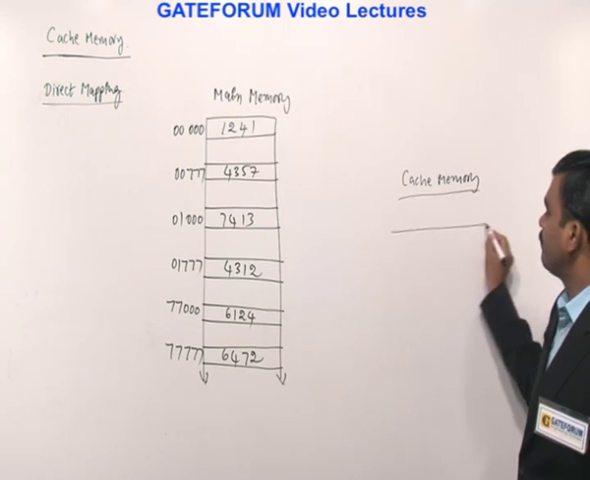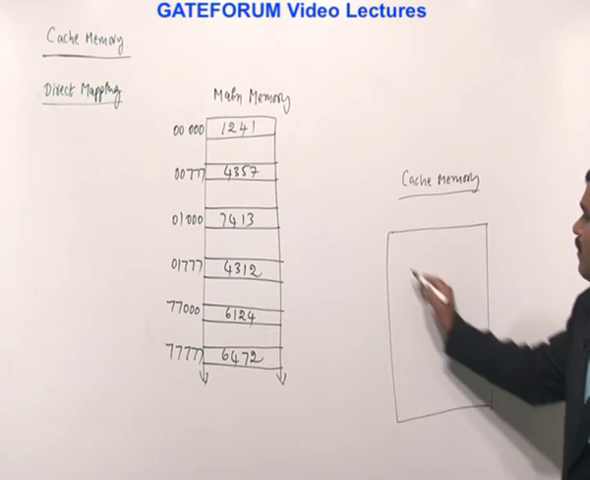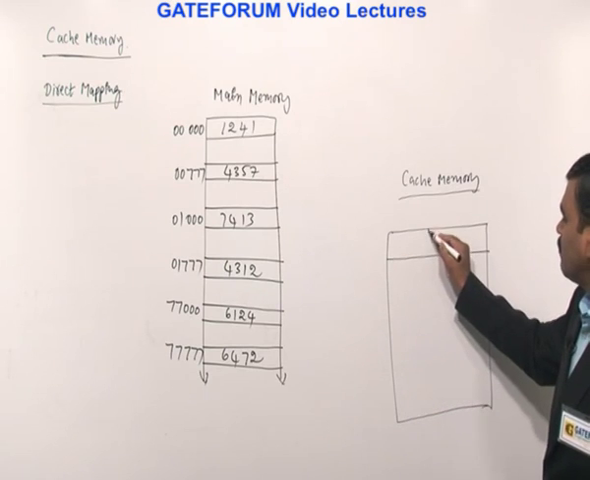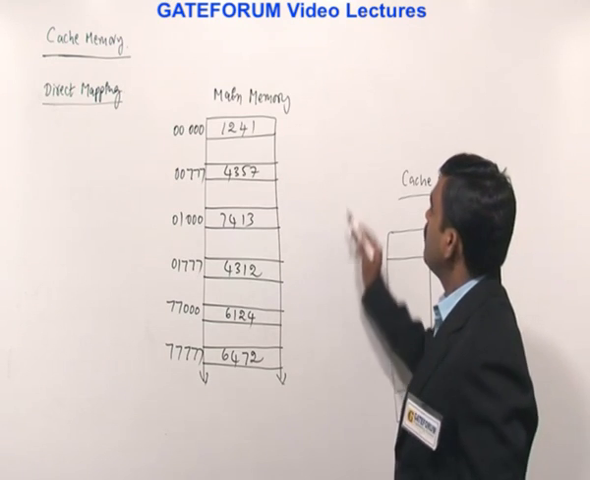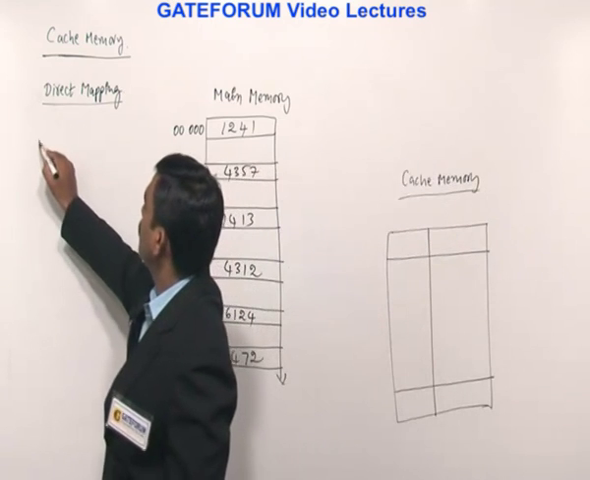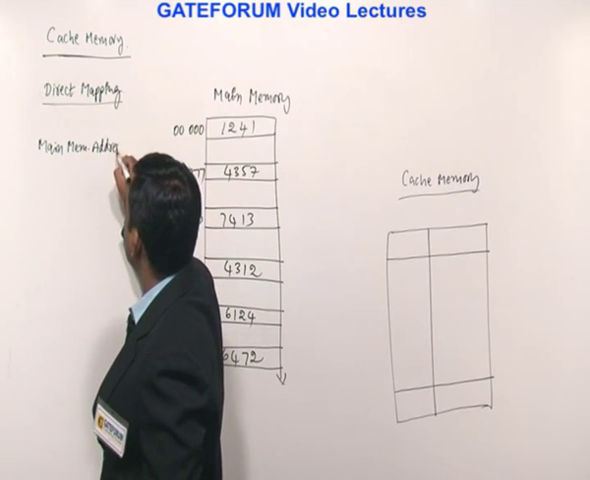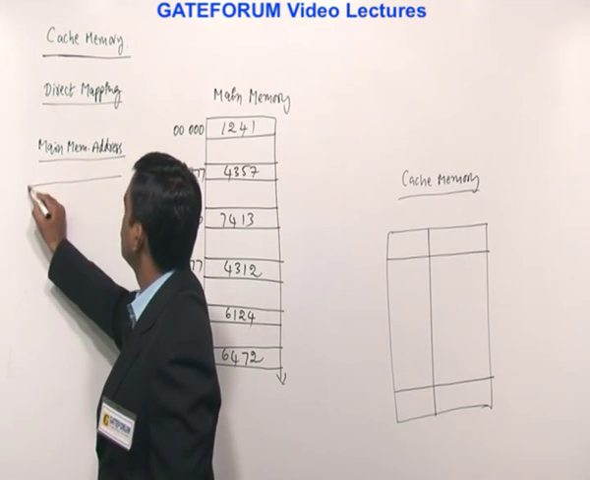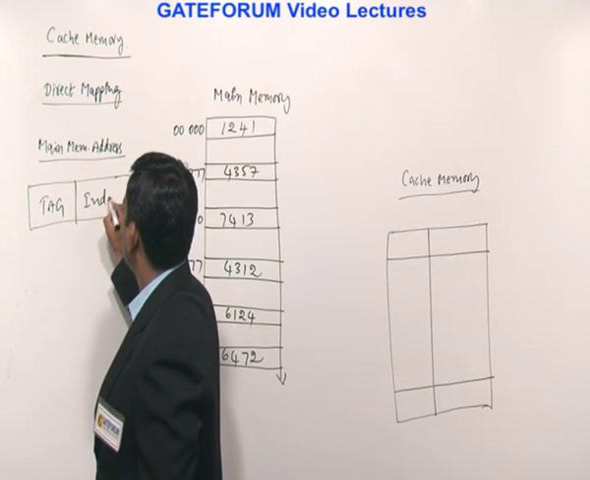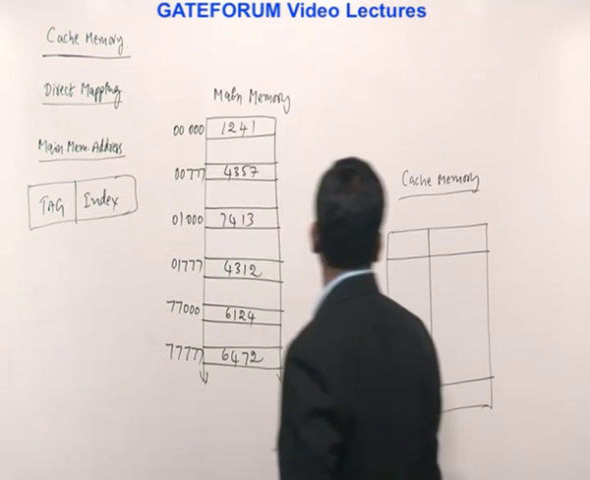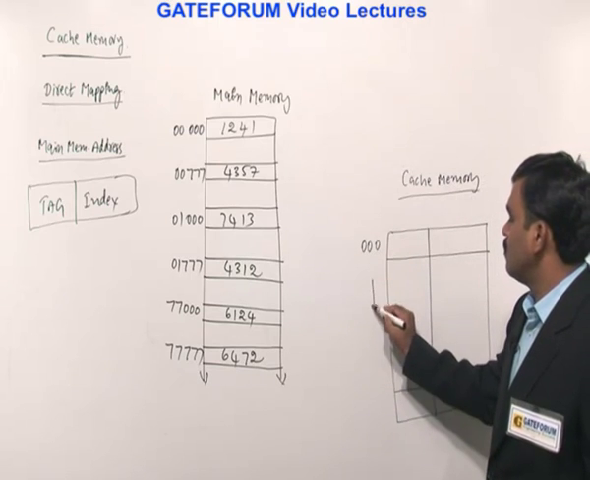In the cache memory, we have to store in the cache controller the tag value also. Whenever any data is stored from the main memory, the respective tag number also must be stored, because the main memory address is divided into tag and index. This is the tag value and this is the index value. Using the index we refer to the cache. So what are the cache addresses here? Cache addresses are 000 to 777.